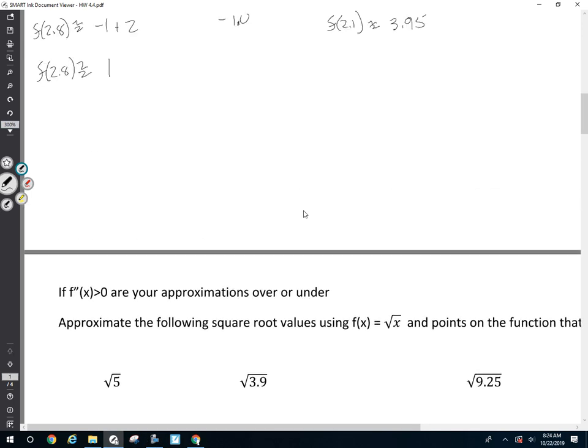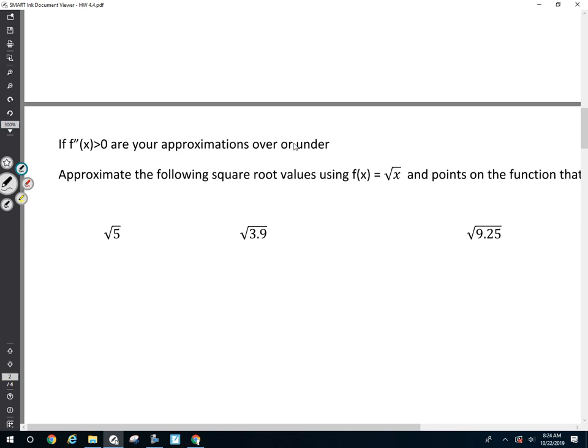If f double prime is positive, are your approximations over or under? Okay, great. This is a random question. If my second derivative is positive, that means I'm concave up. My approximations, no matter where I draw my tangent line, would be under.